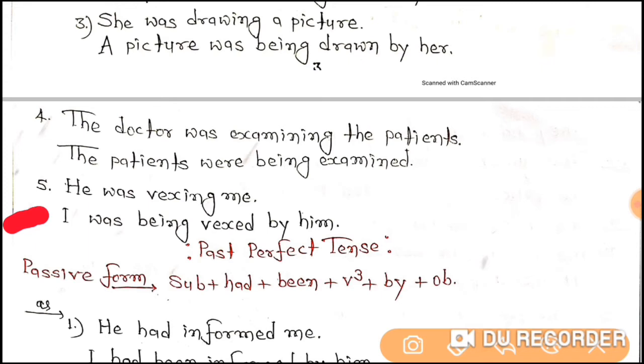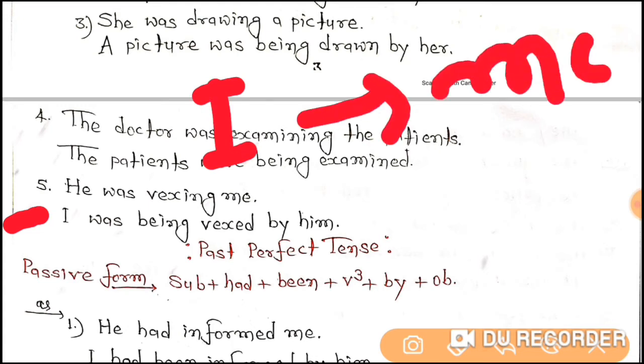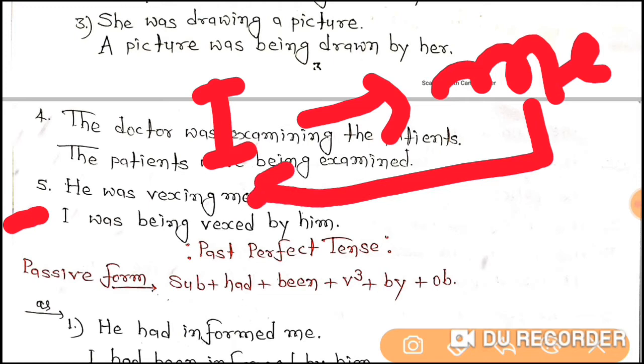Now let's understand the fifth example, that is he was vexing me. Now he was vexing whom? So he was vexing me. So students, I becomes what? Me. So if you need to change me as subject, it will become what? I. So me will become I at the place of subject of passive voice.